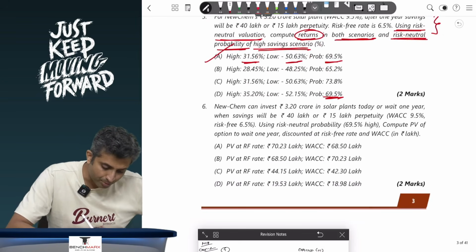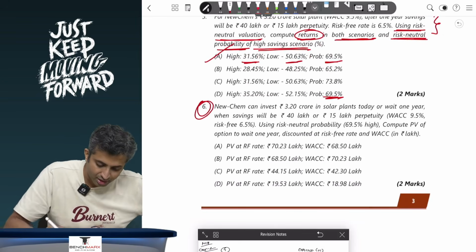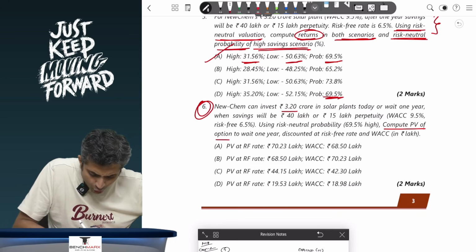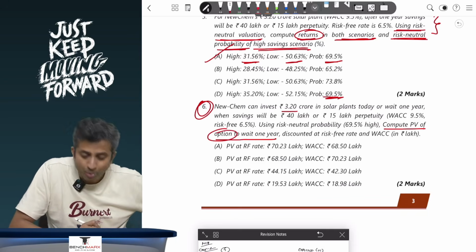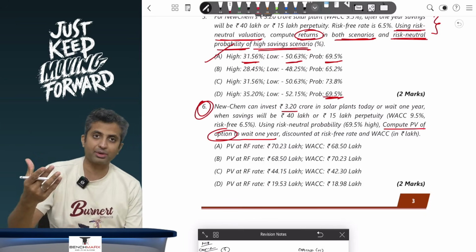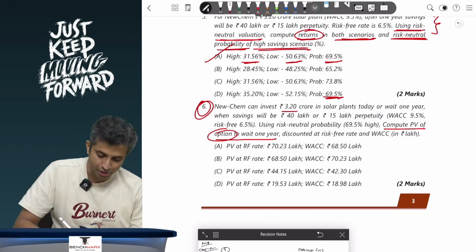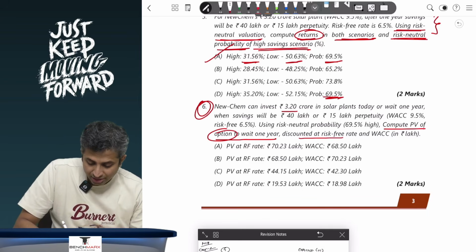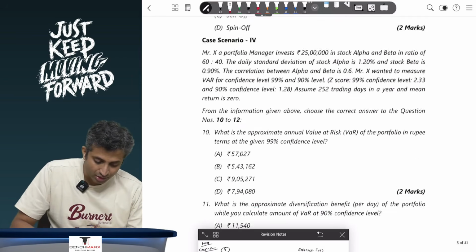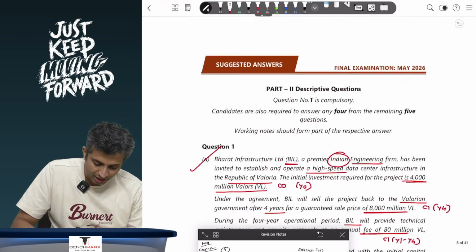Now when you look at option number 6, they are asking some weird thing. They are saying if I were to invest, all of this is fine. Compute present value of the option to wait 1 year. Ideally, there is no option to wait. I mean, you accept the project and then maybe you see what will happen after 1 year. Currently, no one is giving you any option to wait. Discounted at risk-free rate and the WACC. Now, if you see magically what is written at the end, you see what they are writing.